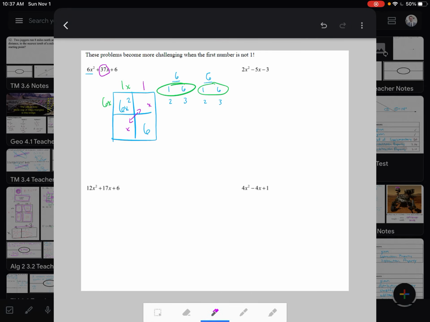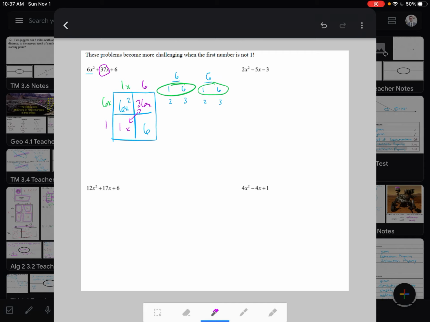Maybe if we try the 1 and the 6. Okay, so let's put the 1 here and the 6 here. 6x, 6x, we get 12. Not great. But again, don't give up on this pair quite yet. Let's try it both ways. What if we put a 6 here and not a 6 there, but a 1 there? Let's see if this works.